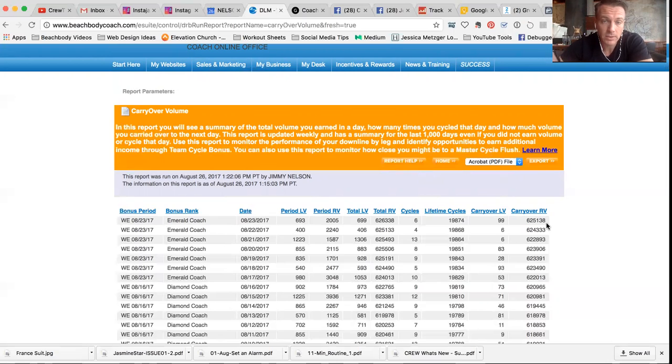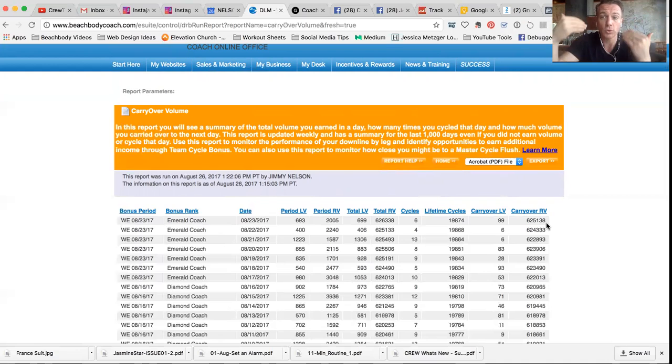Now, you could make this calculation as an emerald coach, where you'd multiply it by 14. As a ruby coach, you'd multiply it by 16. I always want to know what's the best case, and what's the most income that I can make out of this. So for me, if I take 625,138 divided by 200, and then multiply that by 18, I'm sitting on $56,000 right there that I haven't tapped into. Now, how do I tap into it? You're like, Jimmy, that's great.